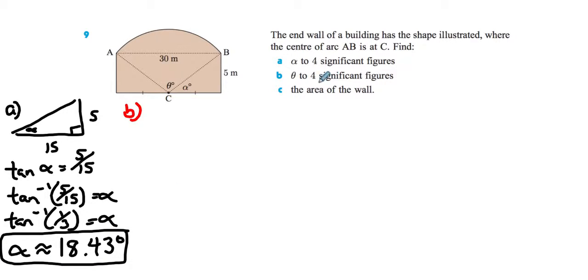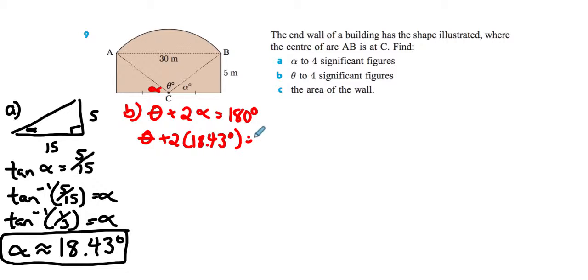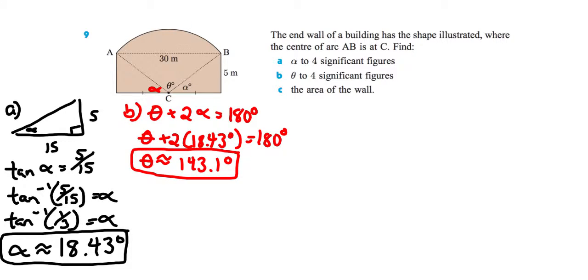Then B asks us to find theta. Well, I notice these two angles have to be the same, so I get 2 times alpha plus theta, and that's going to equal a straight line or 180 degrees. So substitute in what I know and then solve for theta. I get theta is approximately 143.1 degrees.